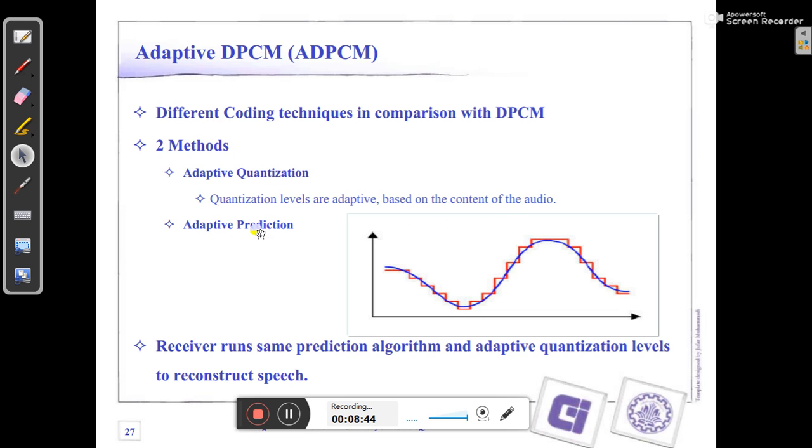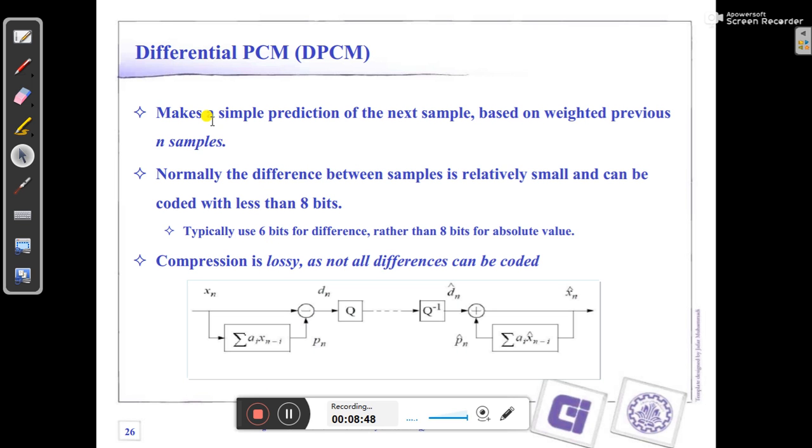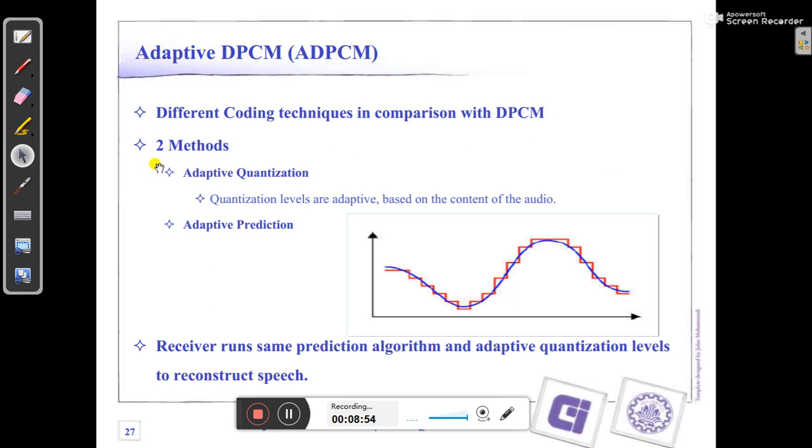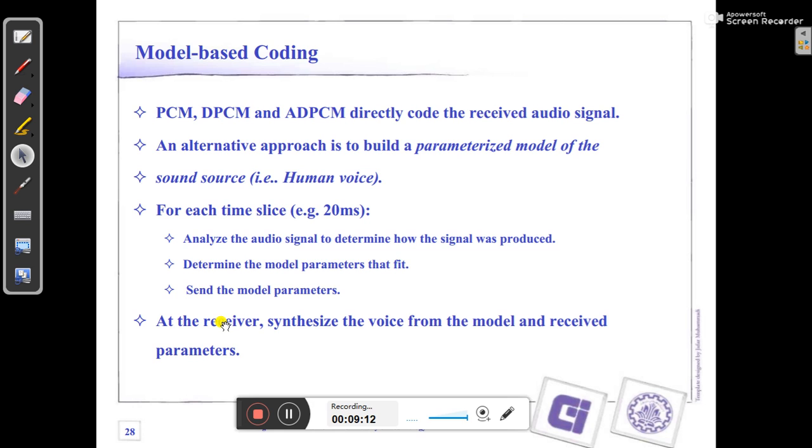The second method is adaptive prediction. In differential PCM we try to predict the next sample by having knowledge of the previous samples. Here the prediction is enhanced by creating some adaptive rule. The receiver runs the same prediction algorithm and adaptive quantization level to reconstruct the actual speech. That is the idea of adaptive DPCM.